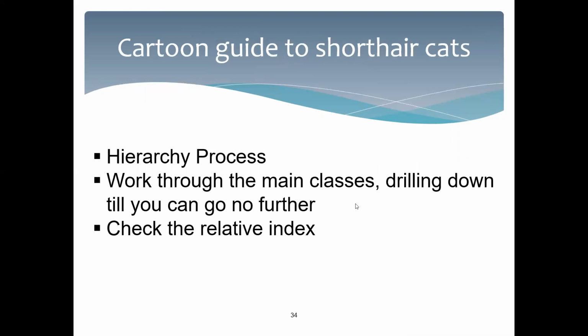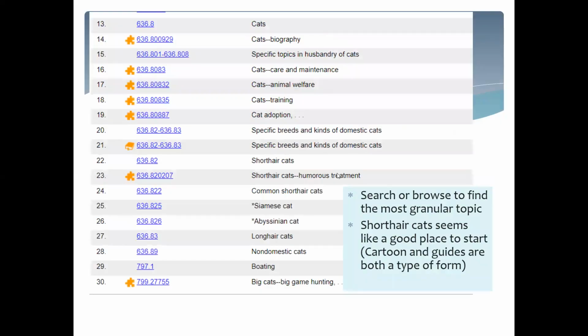One way to do it is this hierarchy process, starting through the main classes and drilling down until you can go no further. That's one way of doing it, and a lot of people like to go that way. Another way is to check the relative index. You can look for short-haired cats and see where you're going to go. And you can also in WebDewey, of course, do some basic searching to see where you can go. It depends really on how you want to do things.